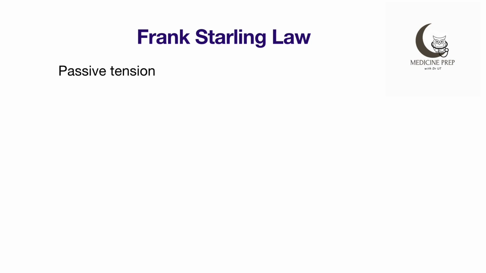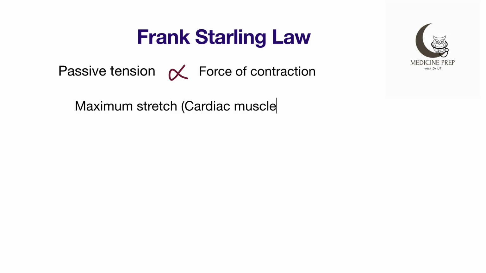Welcome. Today we'll be simplifying the Frank Starling law and the cardiac function curves. Frank Starling law states that the amount of passive tension in the muscle determines the force of contraction. So the maximum stretch in the ventricle will result in greater force of contraction, which in turn leads to higher stroke volume and cardiac output.